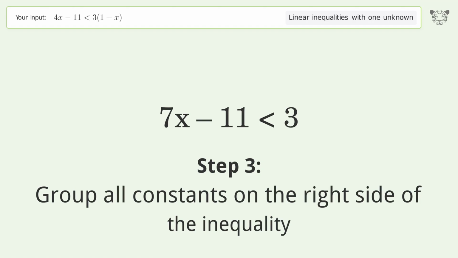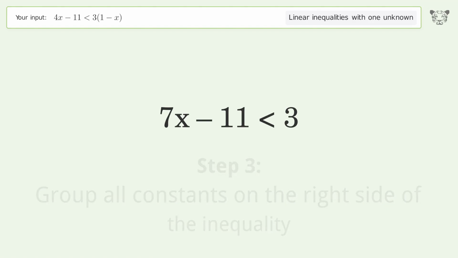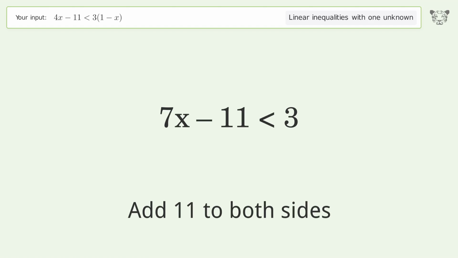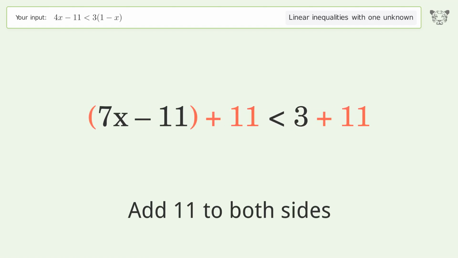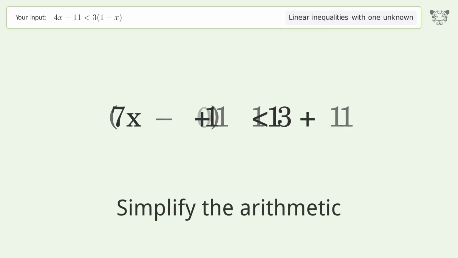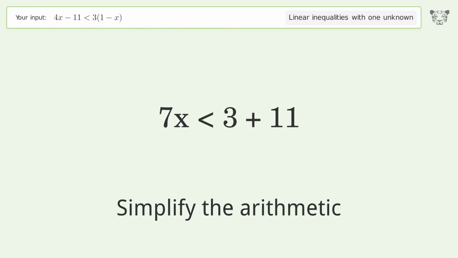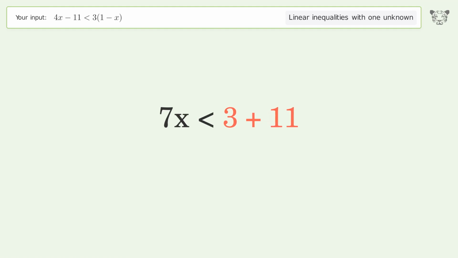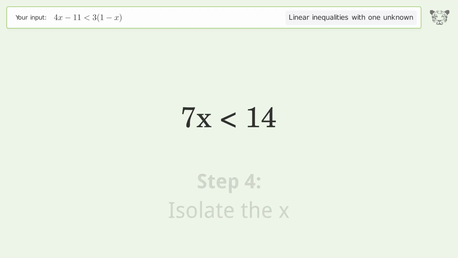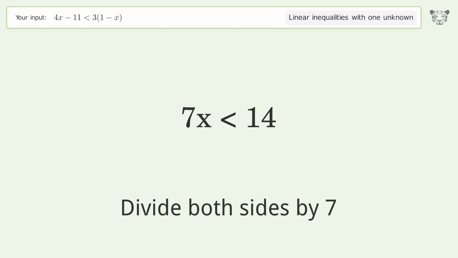Group all constants on the right side of the inequality. Add 11 to both sides. Simplify the arithmetic. Isolate the x. Divide both sides by 7.